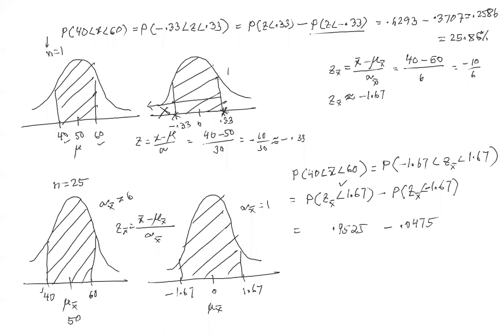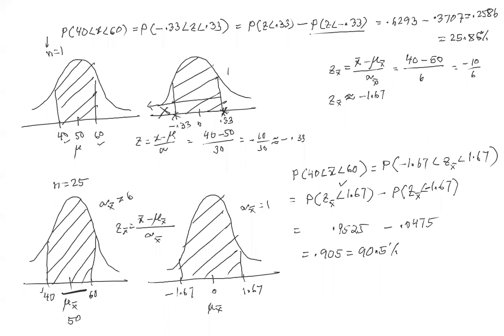0.9525 minus 0.0475 is 0.905, which is, by the way, 90.5%. There is a 90.5% chance that the average of 25 people would fall between 40 and 60.